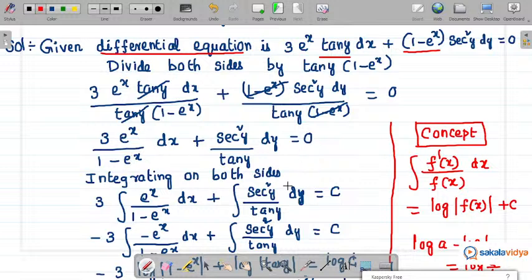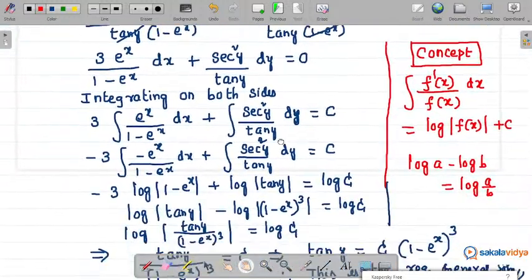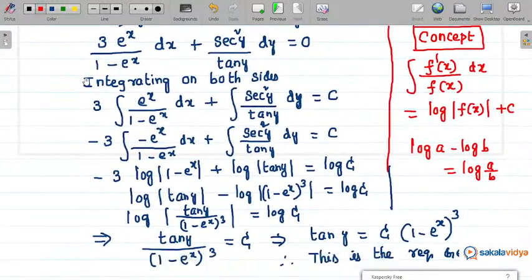Now integrating on both sides, what do we get here? 3 common, integral of e^x/(1 − e^x) dx plus integral of sec²y/tan y dy is equal to a constant. Now the derivative of 1 − e^x is −e^x. So without loss of generality, this can be written as −3 integral of (−e^x)/(1 − e^x) dx, minus into minus is plus, plus the integral of sec²y/tan y dy is equal to a constant.